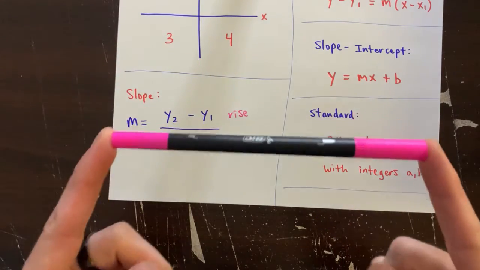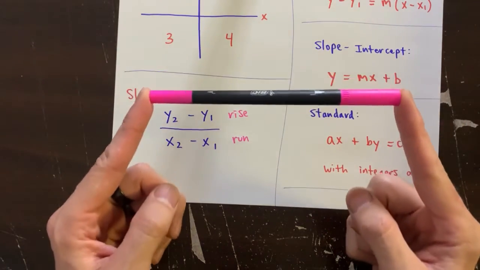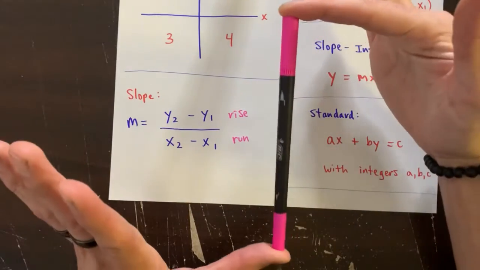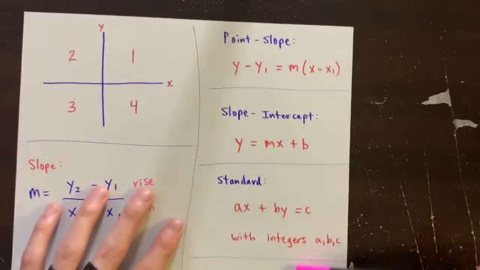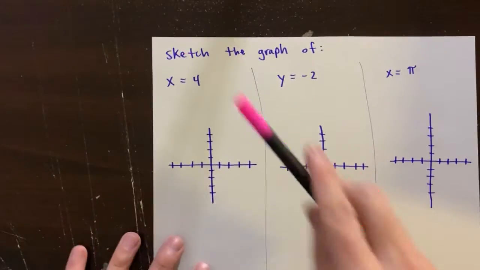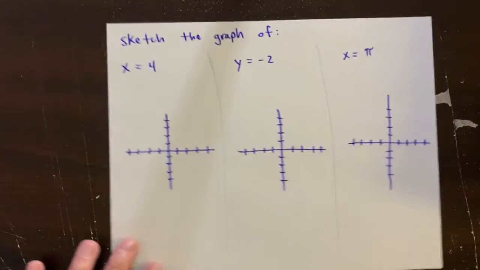And if your line is perfectly horizontal, the slope is 0. And of course, if your line is vertical, the slope is said to be undefined. And let's run through some exercises here. So for instance, sketch the graph of x equals 4.